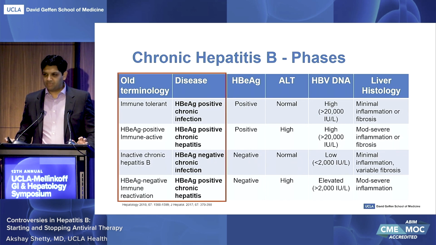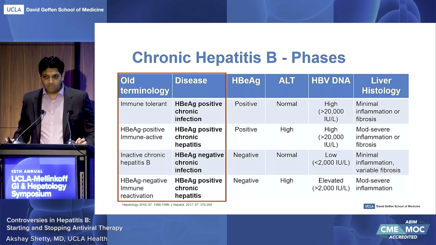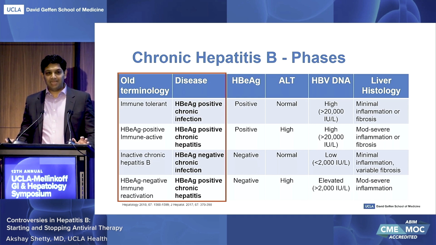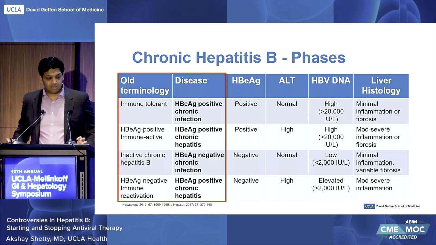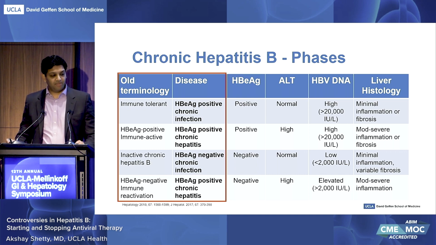So this table just re-summarizes everything we just discussed, but highlights the old terminology, which is still, despite being called old, used very commonly in literature. So the first phase we described, where the E antigen status is positive, but the ALT levels are normal, DNA levels are high, is labeled as the immune tolerant phase. And following which, if they enter a chronic hepatitis phase, was previously described as a Hep B E antigen positive immune active state. Following that, once the E antigen is lost, it's labeled as an inactive chronic Hep B phase, and then immune reactivation when the E antigen negative patients enter a chronic hepatitis phase.